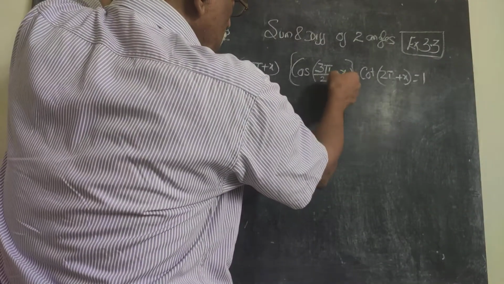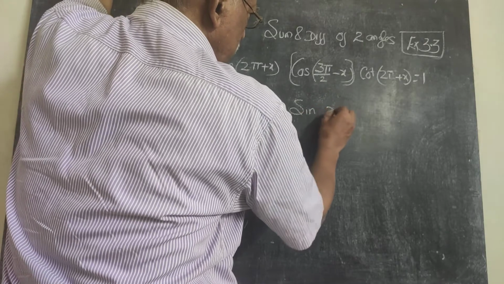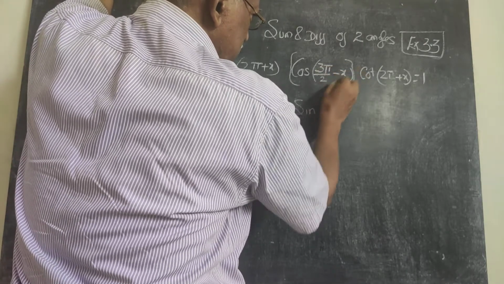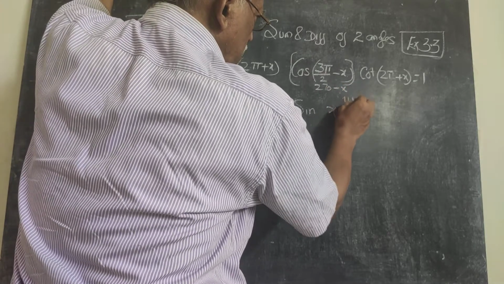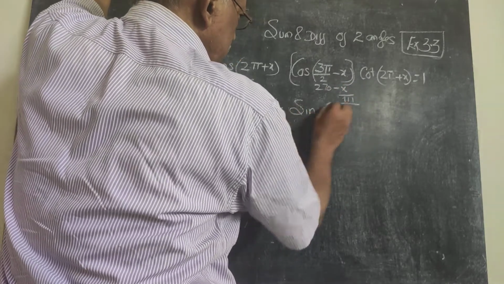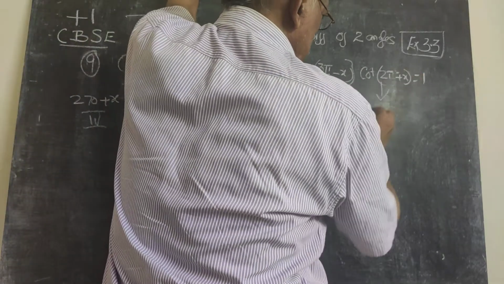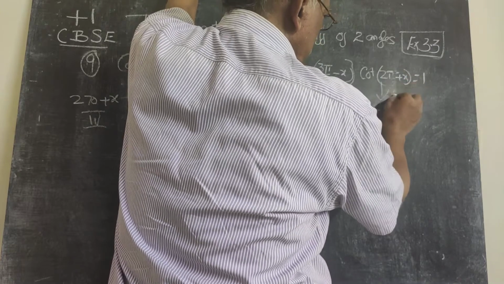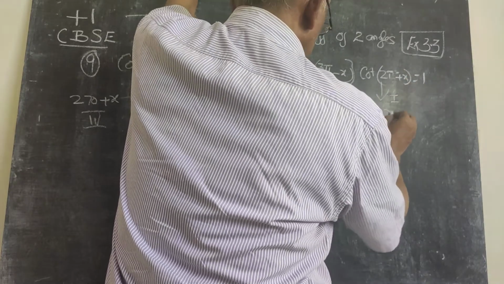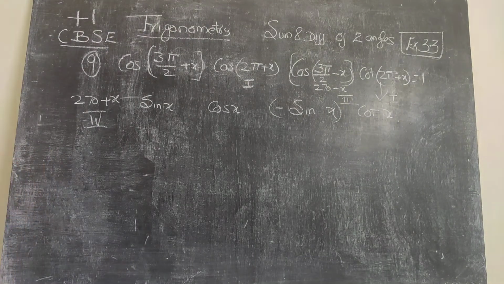Cos(3π/2 − x): 3π/2, so it will be sin. This is 270 minus, therefore third quadrant, so minus. Now coming to cot(2π + x): first quadrant, so simply cot x. We have to prove that this is equal to 1.